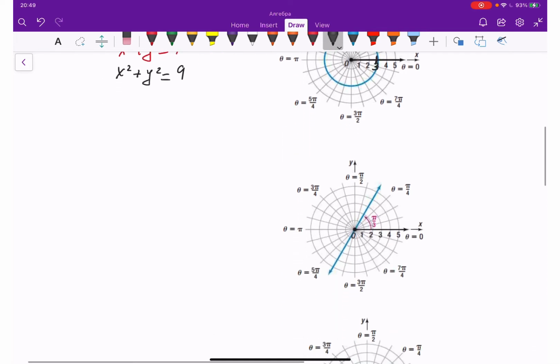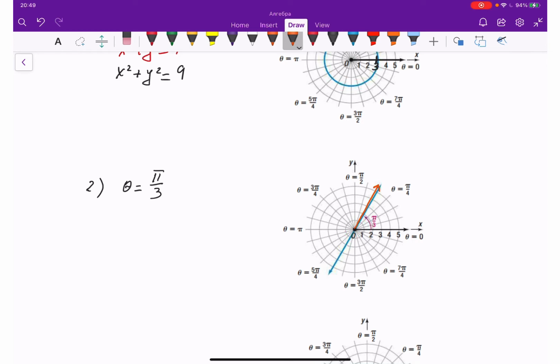Okay, next one, question 2. Identify and graph a polar equation. That equation is going to be theta equals π/3. So this piece, see, it's π/3. Let me provide a straight line. This is our π/3.